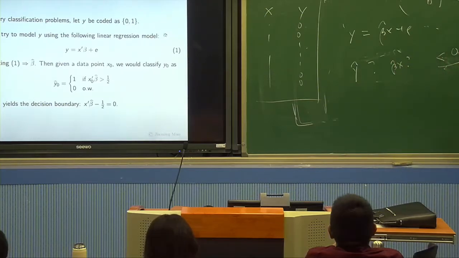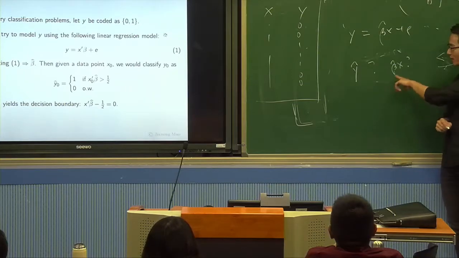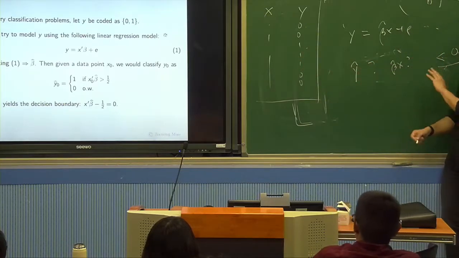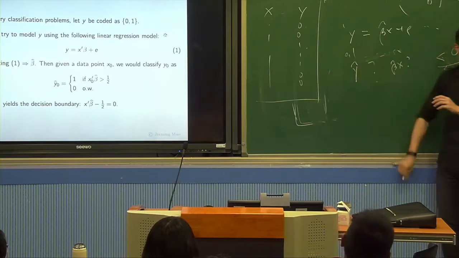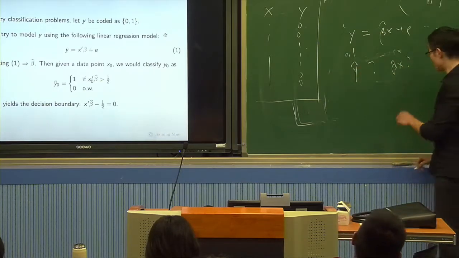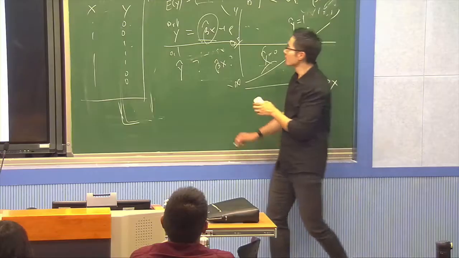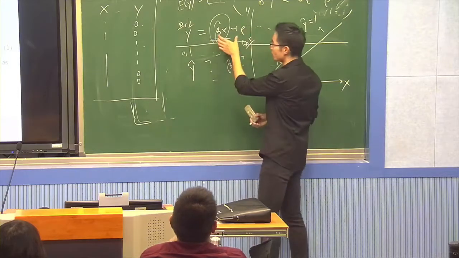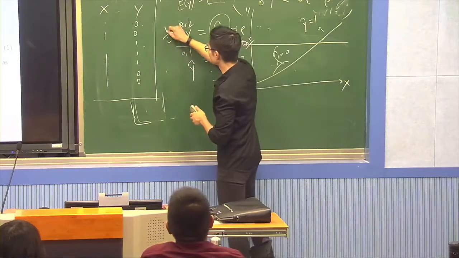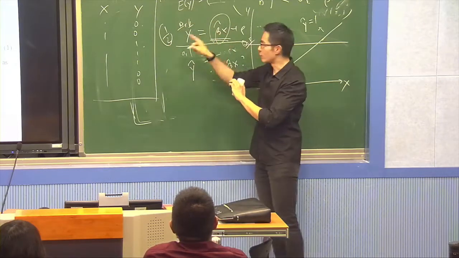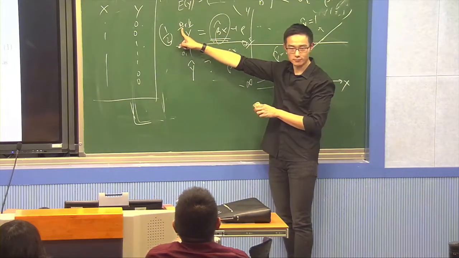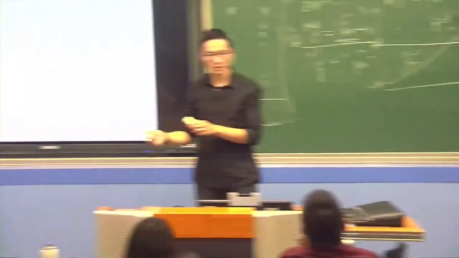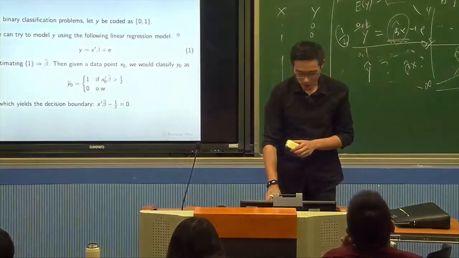In this case, no. Why? Because beta hat x is continuous, assuming x is continuous, then beta x is continuous. But our y hat should only be 0 or 1. So what should I do? I have a beta hat x. I write this model, my y is either 0 or 1. But if the prediction is larger than 0.5, I'm going to say y equal to 1. If the prediction is smaller than 0.5, I'm going to say y equal to 0. Can you do this? The answer is yes, of course you can. There's no reason why you cannot do that.